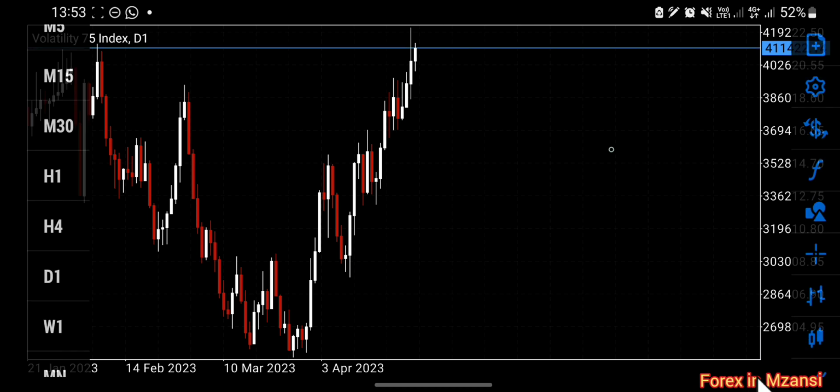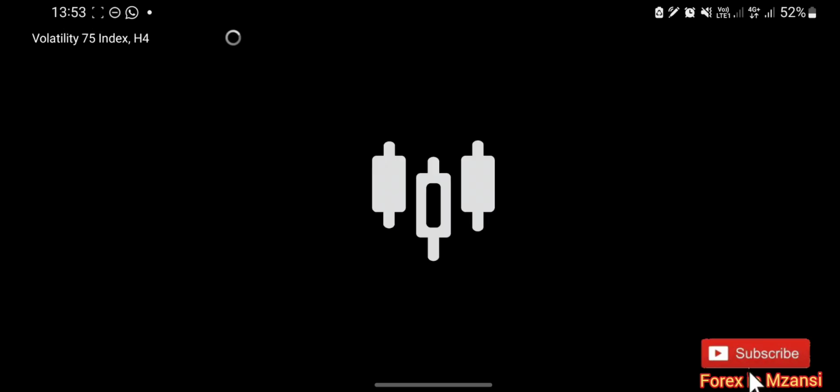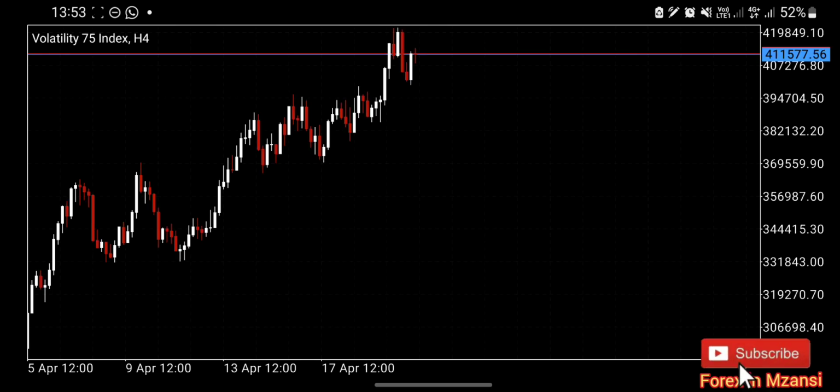So let's check. But this is not nice. Look at the candlesticks now. They are no longer as strong as what we used to have here when we were moving to the upside. So a deeper pullback to recharge or to restart all of that and then continue would be the best move. So let's check what we have on H4.